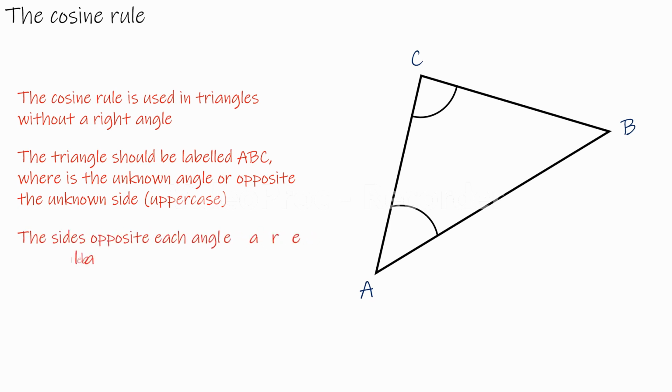Now, we're going to use lowercase letters to label the sides opposite each of the angles. So for instance, opposite capital angle A, we're going to have lowercase side a. And lowercase a must also be on the side we do not know or opposite the angle we do not know and are trying to find.